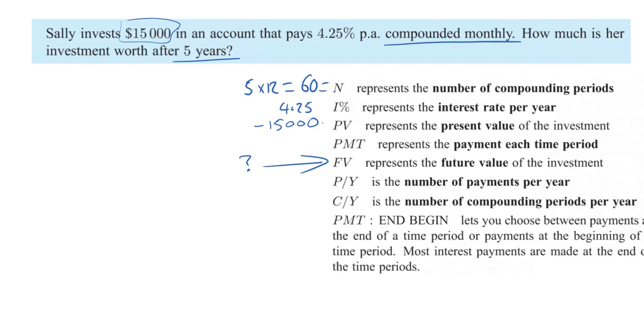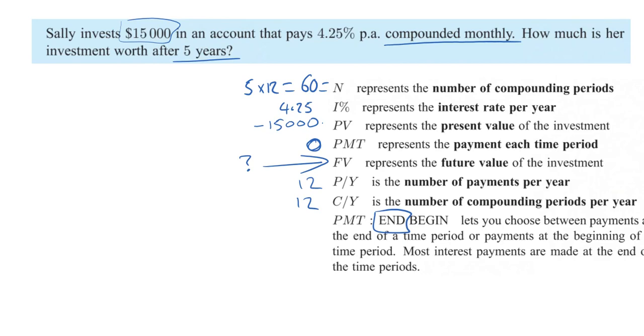Now, the payment each time period. There aren't any additional payments. We're not investing. That $15,000 is just a static amount, although we are going to be adding compound interest, which is coming in a minute. The number of payments per year is going to be 12, and the number of compounding periods per year is also going to be 12. And we are, of course, getting this at the end. So we're going to input all those values.